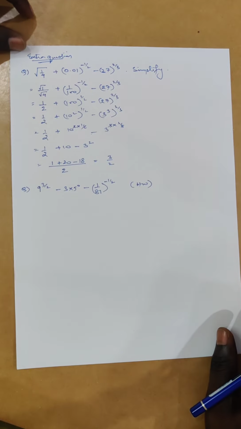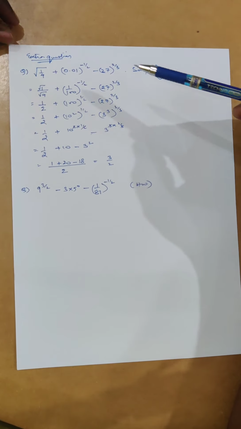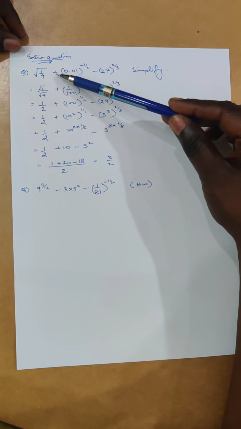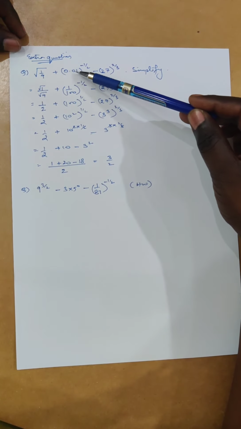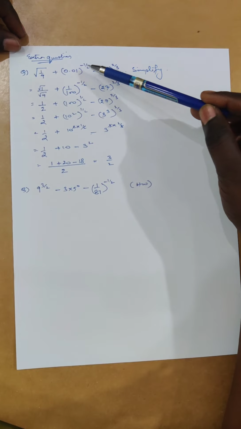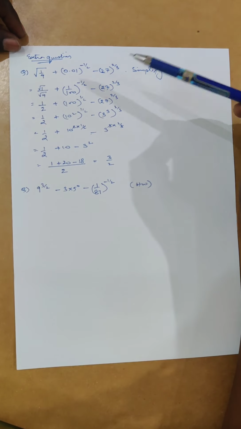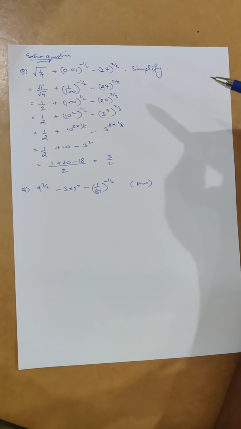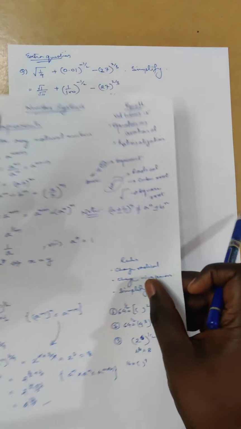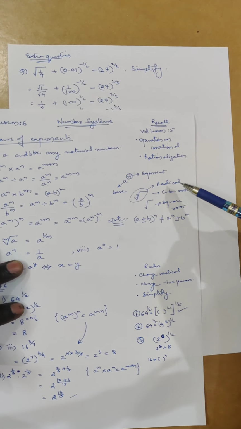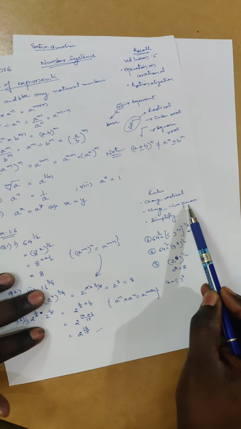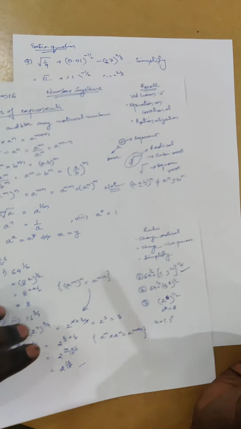As I said, we'll deal with some extra questions. So this is an extra question that I wrote down. Under root of 1 by 4 plus 0.01, whole raised to power half, minus 27 raised to power 2 by 3. I have to simplify this. So the steps are the same. How to deal with it? As I told you before also, we will first check the rules: change radical, change negative powers, then only we go for simplification.